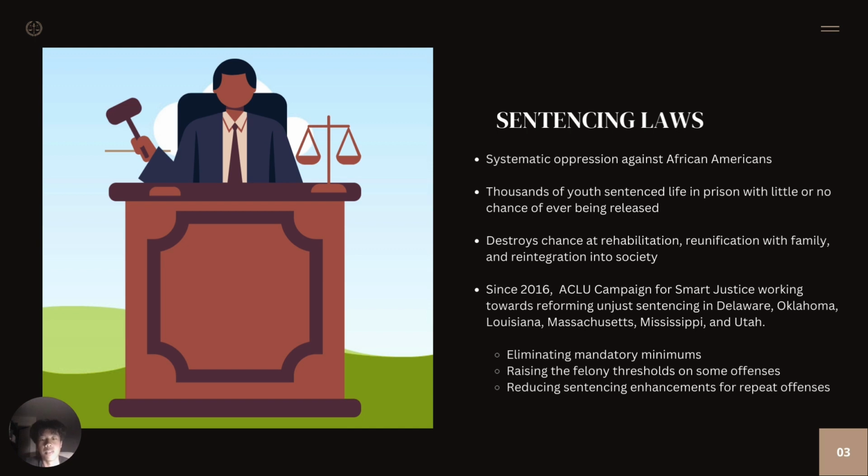They've raised the felony thresholds on some offenses. And finally, they've reduced sentencing enhancements for repeat offenses. So let's say a person did a crime multiple times, or they did different crimes at different times. It won't have an effect on their sentencing, which takes away the bias towards people and makes the sentencing more even and fair for everyone.